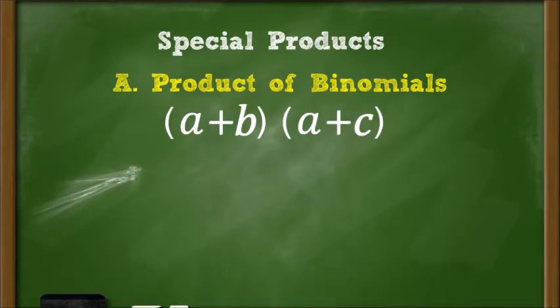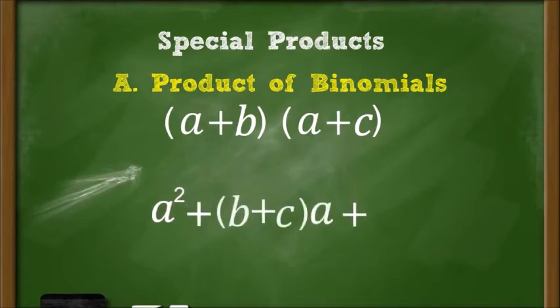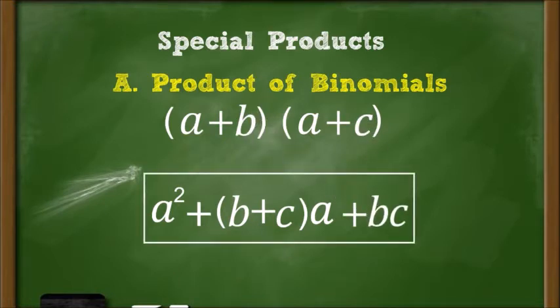Just a review. Now this time, how do we use patterns to get the product of binomials? Say for example, the same set, we have the quantity of a plus b multiplied to the quantity of a plus c. So we can follow this pattern. Square the first term a, so we have a squared. Next, add it to the product of a and the sum of b and c. So add first b and c, then multiply it to letter a. Then the last term is the product of b and c. So that will be the pattern.